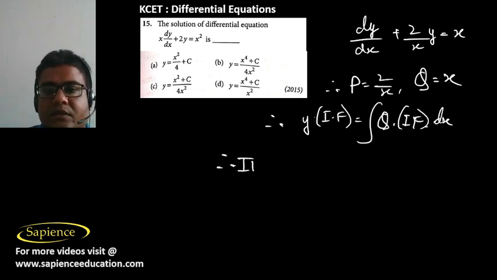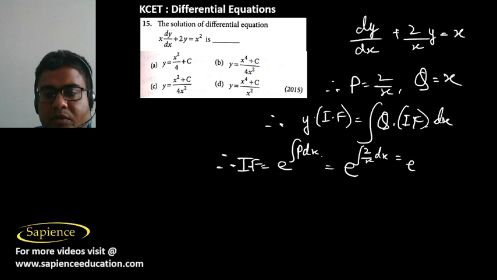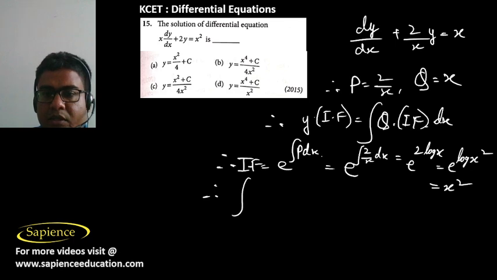The integrating factor will be e power integral P dx. That will be e power integral 2 by x dx, that is e power 2 log x, e power log x square, that is equal to x square. Therefore, integral Q times IF dx will be integral x into x square dx. So this will be equal to integral x cube dx. So that will be x power 4 by 4.